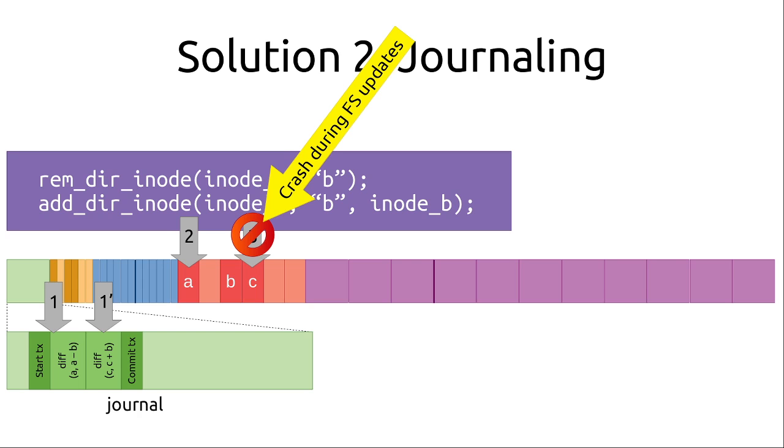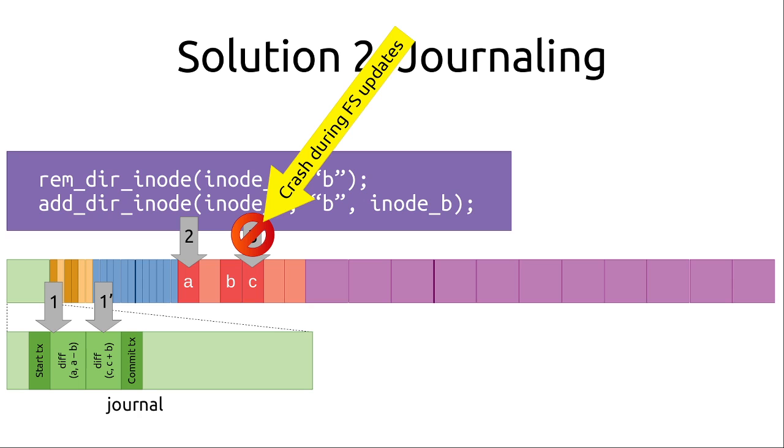On boot up, we still have the log because it's on disk, and we have the modification to A, but not the one to C. Pause for a second, think about what we can do to fix up the file system at this point. Pause, come back.